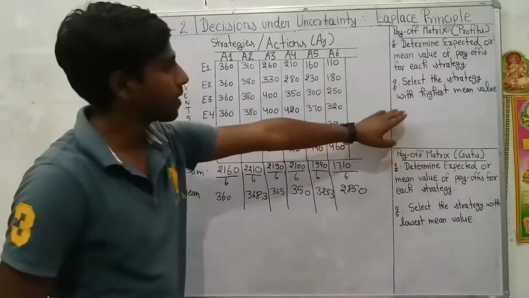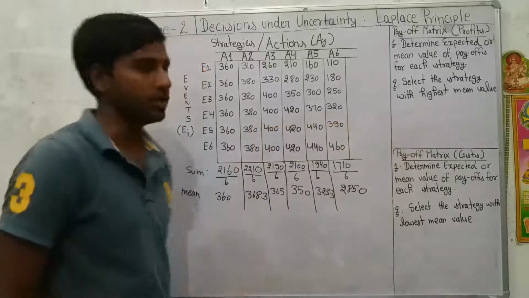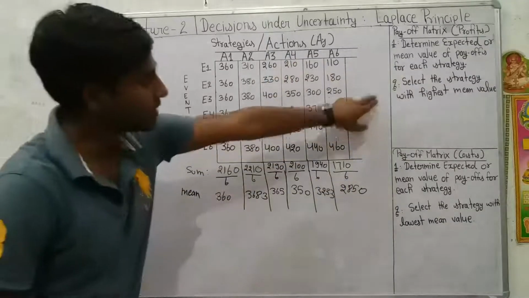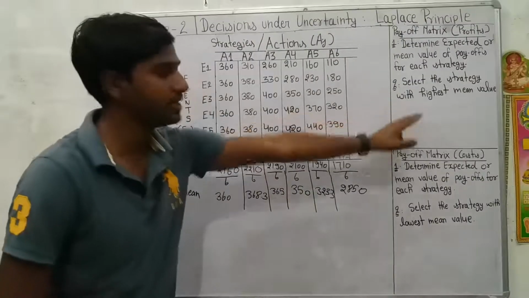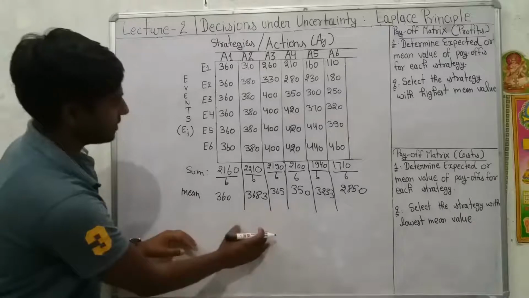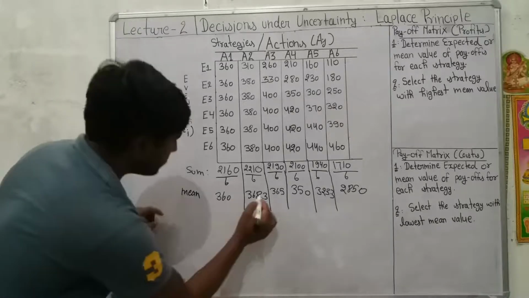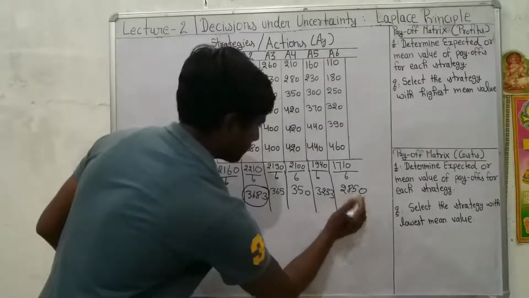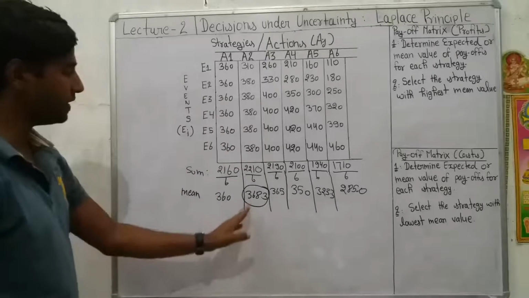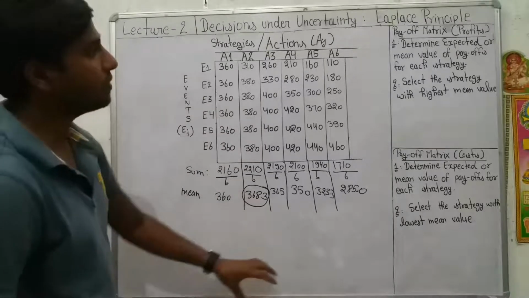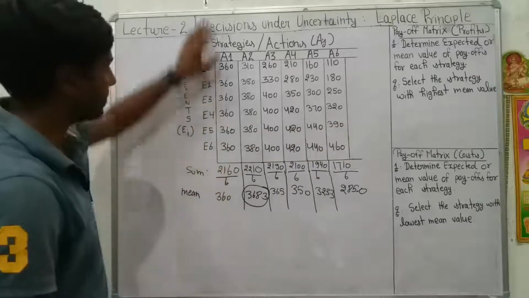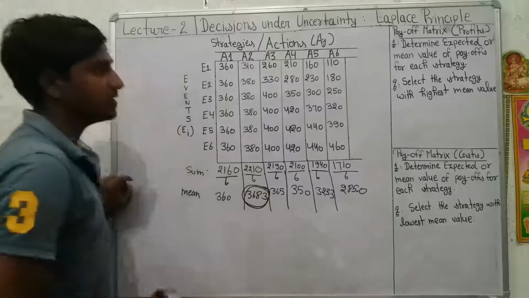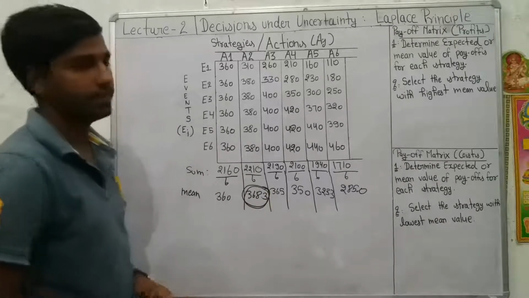In step 2, select the strategy with the highest mean value. Remember, this payoff matrix shows the profits of different combinations. So in step 2, we need to select the strategy with the highest mean value. So out of these actions or strategies, the highest mean value is represented by action 2, that is equal to 368.3. So according to this principle, the optimal action or strategy for the company would be A2, because it gives the highest return or highest profit to the company.